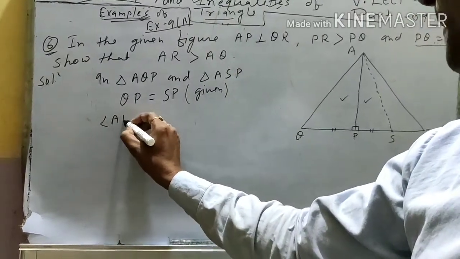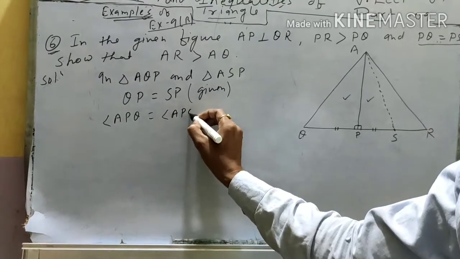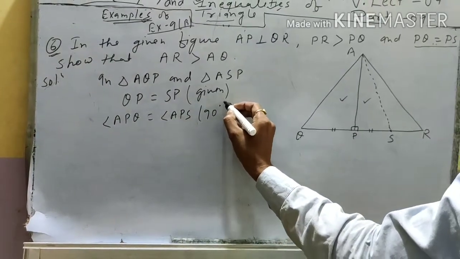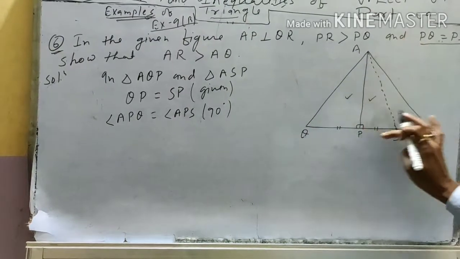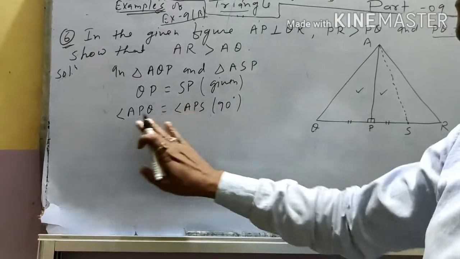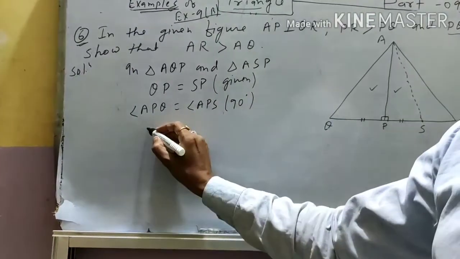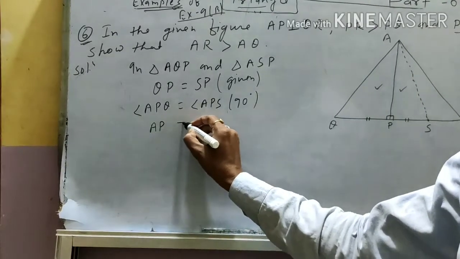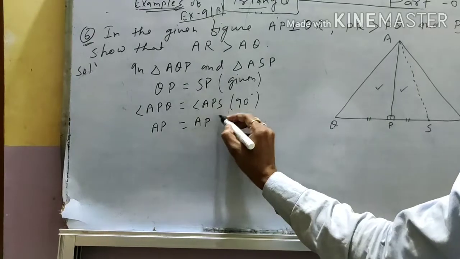Angle APQ is equal to angle APS, 90 degrees. This is also given. Angle APQ is equal to APS because AP is perpendicular to QR. So we can write here this angle is equal to this angle by 90 degrees. And the third case is AP is equal to AP, common.